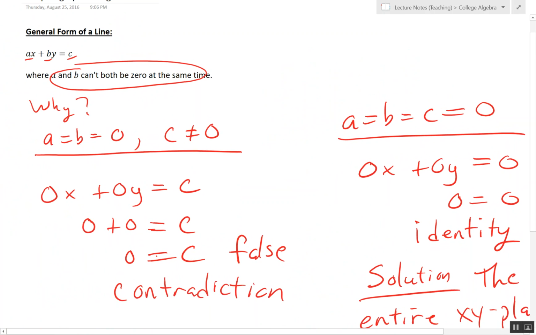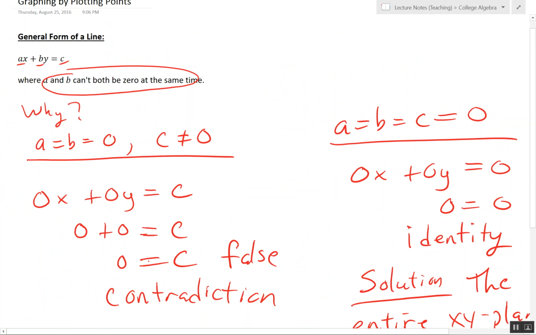Alright, and then whenever a and b are not both 0, one of them can be 0, but not the other. We'll see what happens when a equals 0 but b is not, and b equals 0 but a is not, in a future video, and they lead to special kinds of lines. But most of the time, a and b are both not going to be 0, and these give us most of the lines that we're familiar with.